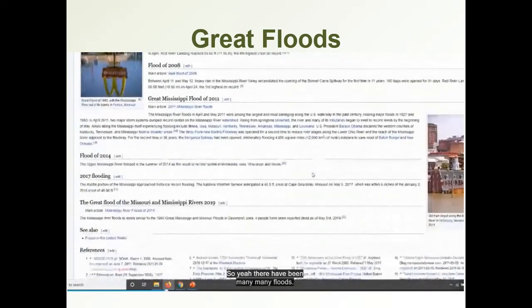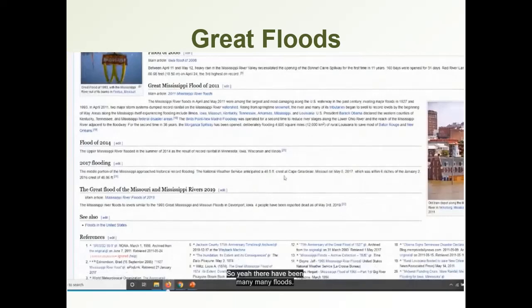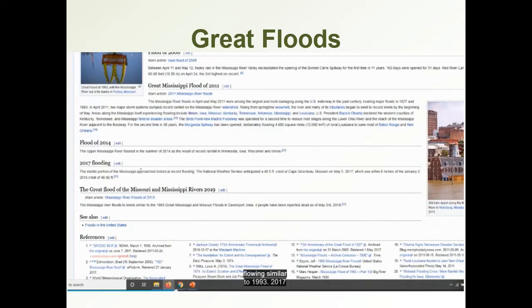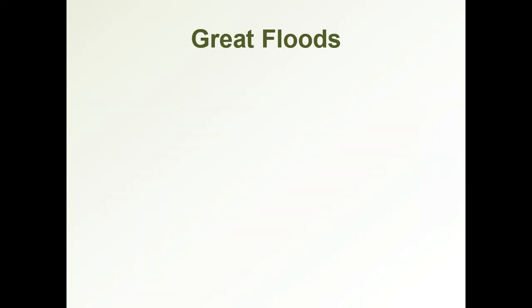So yeah, there have been many floods. So 2019, the Mississippi River was flooding similar to 1993. 2017, historical flooding, record flooding. So these are not just isolated events.